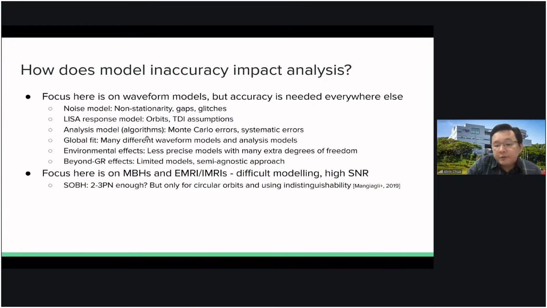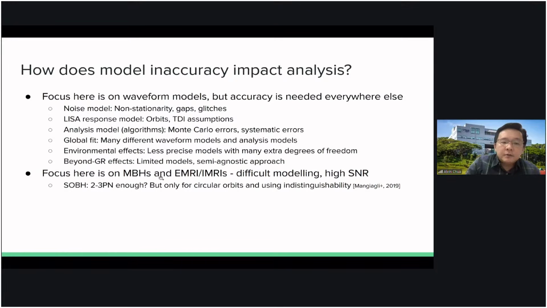And that's just for an individual source. The LISA global fit will involve many different waveform models as well as many different analysis models, and so errors in all of these may cross-contaminate. Finally, there are also environmental effects as well as beyond-GR effects. That's a whole other can of worms, which is beyond the scope of this talk.